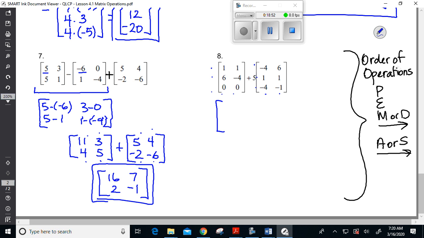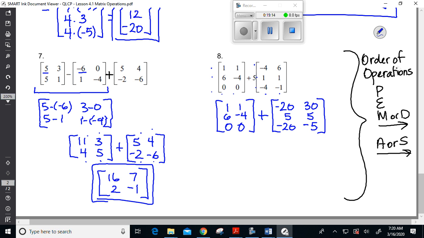So this first matrix is just going to come down for the ride, plus 5 times negative 4, negative 20, 5 times 6, 30, 5 times 1, 5, 5 times 1, 5, 5 times negative 4, negative 20, 5 times negative 1, negative 5. So everything is there and ready to go.